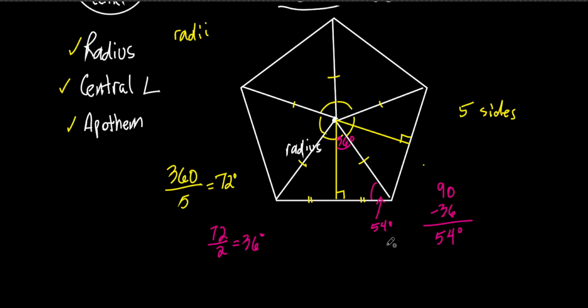Yes, sir. Because it's a right triangle. 180 minus 90 is 90. So that's what I did right there. These two angles always add up to 90 on a right triangle. Okay? All right?